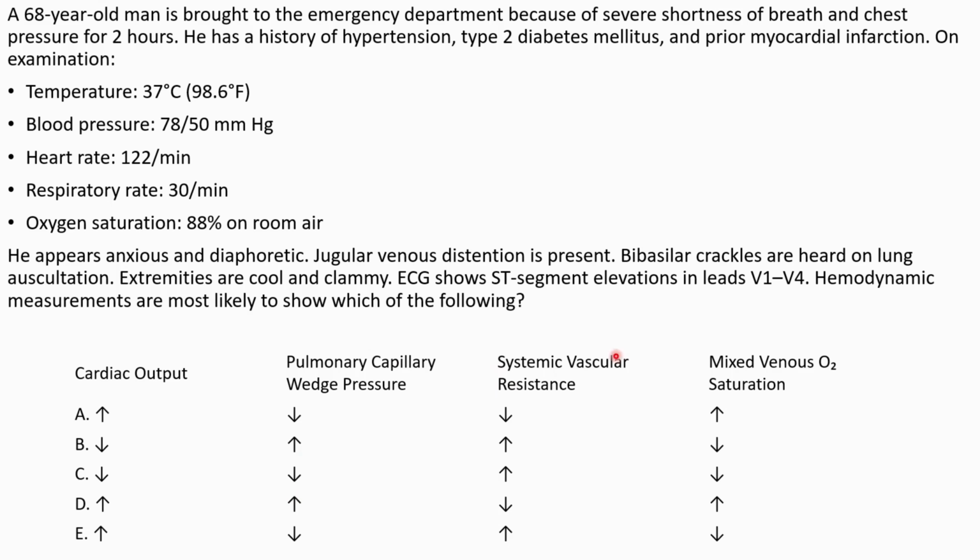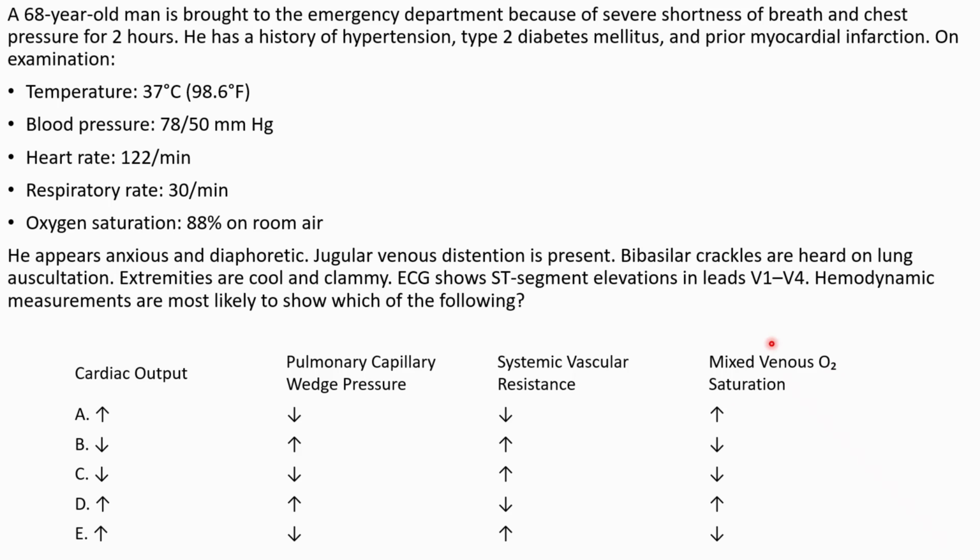Systemic vascular resistance. What do you think of for systemic vascular resistance? Vasoconstriction or vasodilation? If there's constriction, SVR will rise. If there's dilation, SVR will fall. In case of cardiogenic shock, is there constriction or is there dilation? The sympathetic nervous system is activated, you see the heart rate. Sympathetic nervous system will cause vasoconstriction. It will cause systemic vascular resistance to rise. So it's either B or C or E for systemic vascular resistance. And mixed venous oxygen saturation.